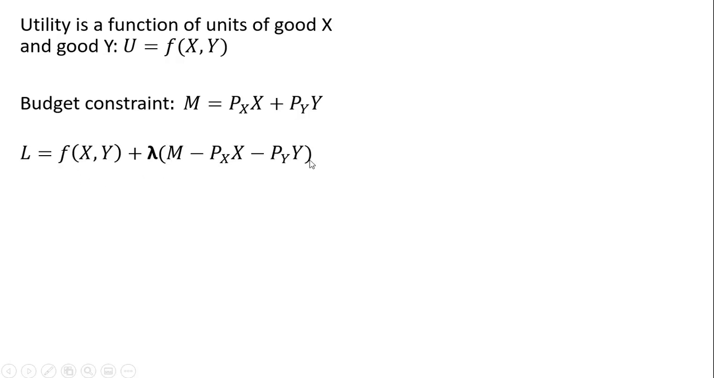We're going to set up a Lagrangian. Going to maximize the utility function, subject to the constraint. We're going to take three partial derivatives. Partial derivative of the Lagrangian with respect to good X. So we get the following.